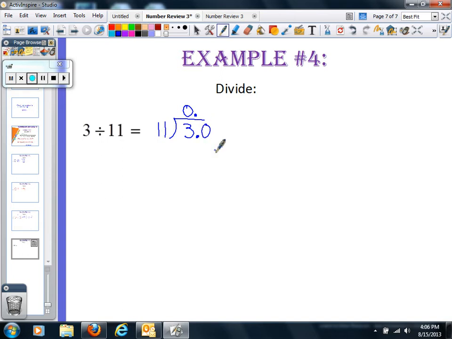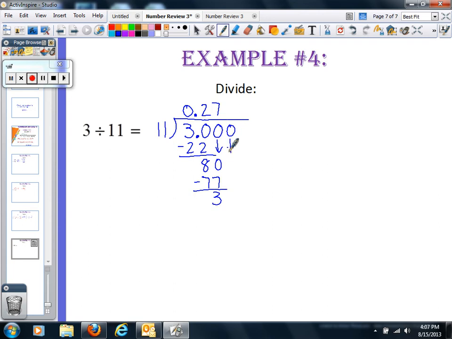And we're going to say, how many times does 11 go into 30? That is 2 times. And that is 22. 30 minus 22 is 8. Well, 11 doesn't go into 8, so I'm going to add another 0. At this point, we're going to bring that 0 down, and you get 80. And now we're going to do it again. 11 goes into 88 7 times. And that will be 77 with a remainder of 3.